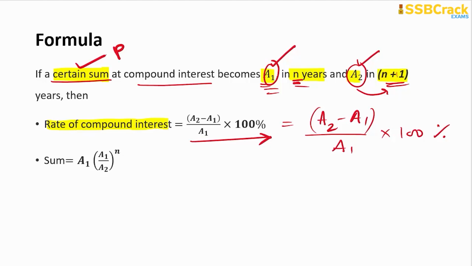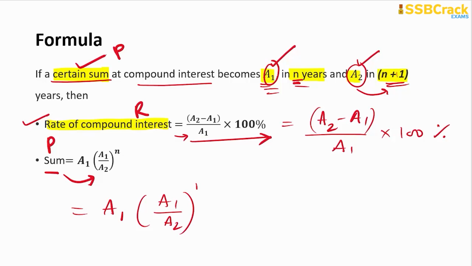And if they ask you to find the sum, then you can go with this formula. Sum means if they ask you P. If they ask you the rate of interest, meaning R, you use the first formula stated, and when they ask you the sum, you can use this formula, that is A1 multiplied by A1 upon A2 to the power n. Understand, this n is the first n years mentioned in the question. So let's check out an example for this particular question.